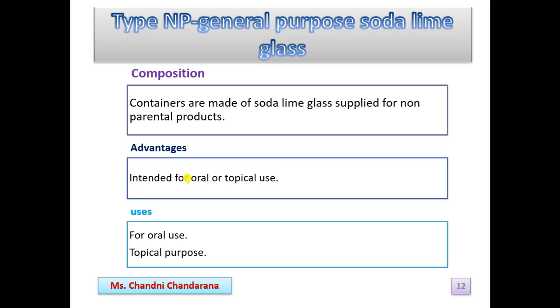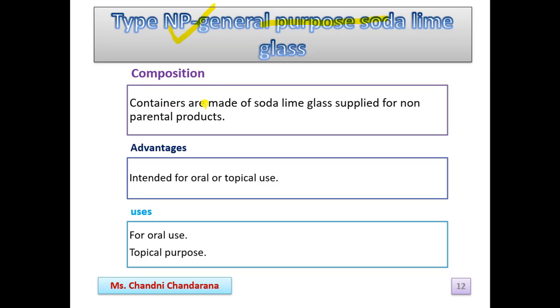Now we will see the next class, NP, or we can say non-parenteral, the general purpose glass. So what is the composition? This is non-parenteral, meaning it is a general purpose soda lime glass, not specific for parenteral preparation. So what is the composition?